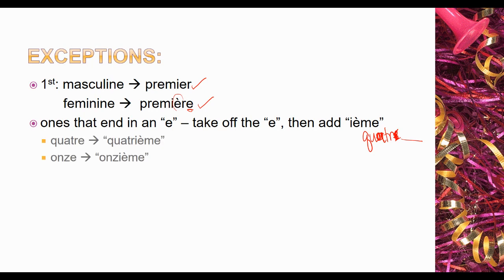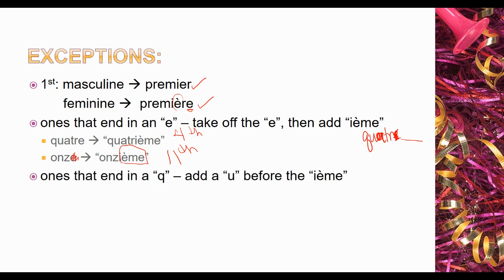Now we have another one, onzième. So once again, onze, remember, is 11. Okay, so we're going to take off that E and add on that IEM. So then that is going to be onzième. And by the way, quatrième, remember, is fourth. Okay, so quatrième, onzième. Now, those are ones that end in an E.